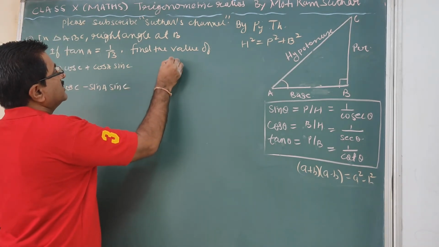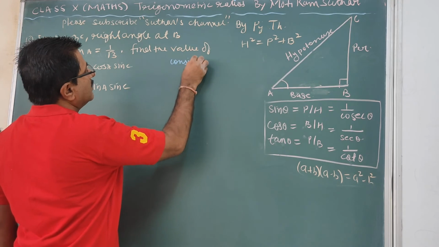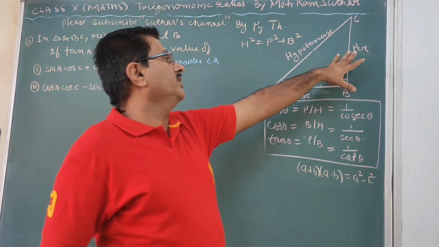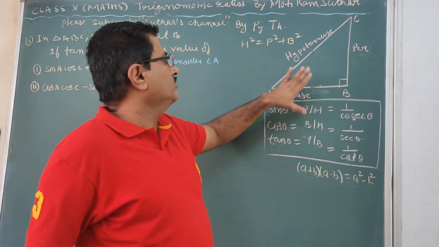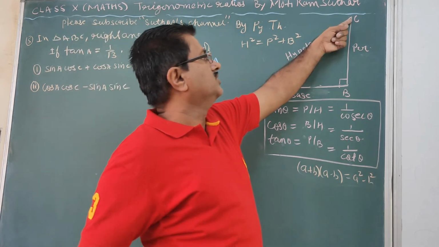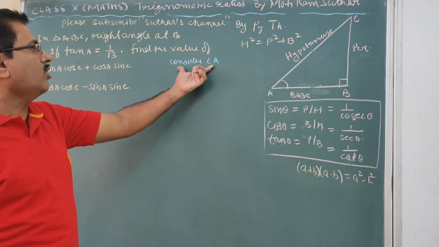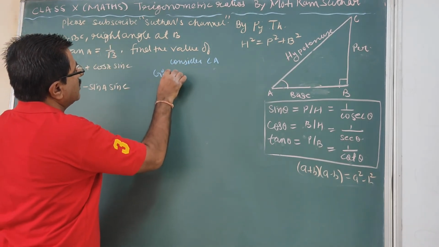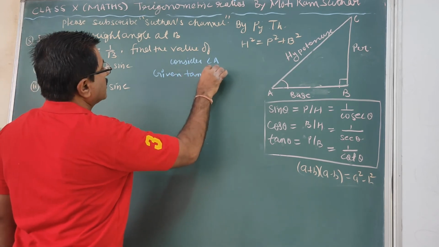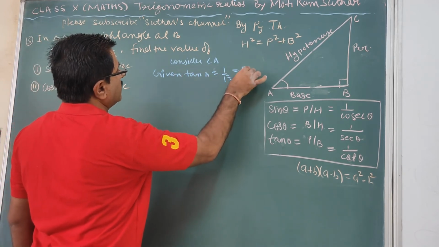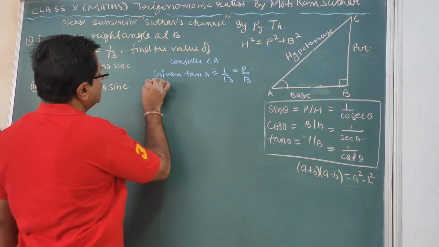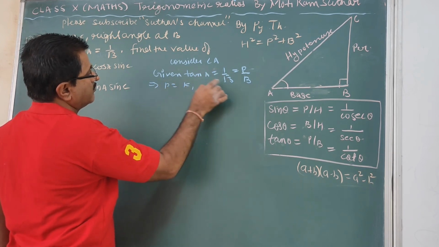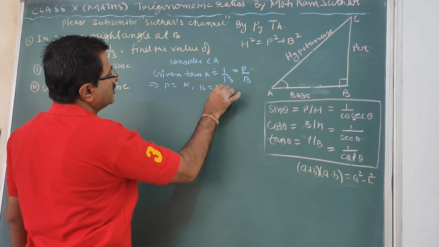Now first of all you consider angle A. Okay? Now as we are considering angle A, then we give the names of the sides as perpendicular, hypotenuse and base. But when you consider angle C, then these will be changed. So first we write for angle A, and we are given tan A equal to 1 by root 3. Now tan is perpendicular upon base. Clear? That is, perpendicular is 1 into k. Base equal to root 3 k.